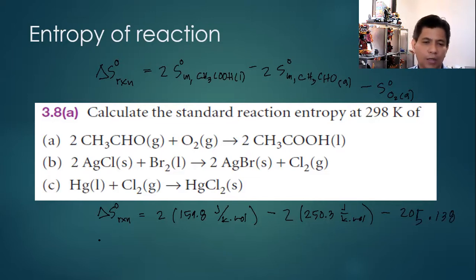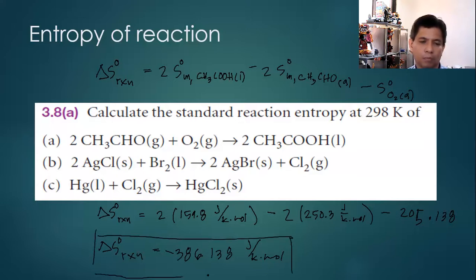So using your calculator, you will be able to find delta S of the reaction. So you're supposed to get something like negative 386.138. There's a decimal over there. Joules per Kelvin per mole. Okay?